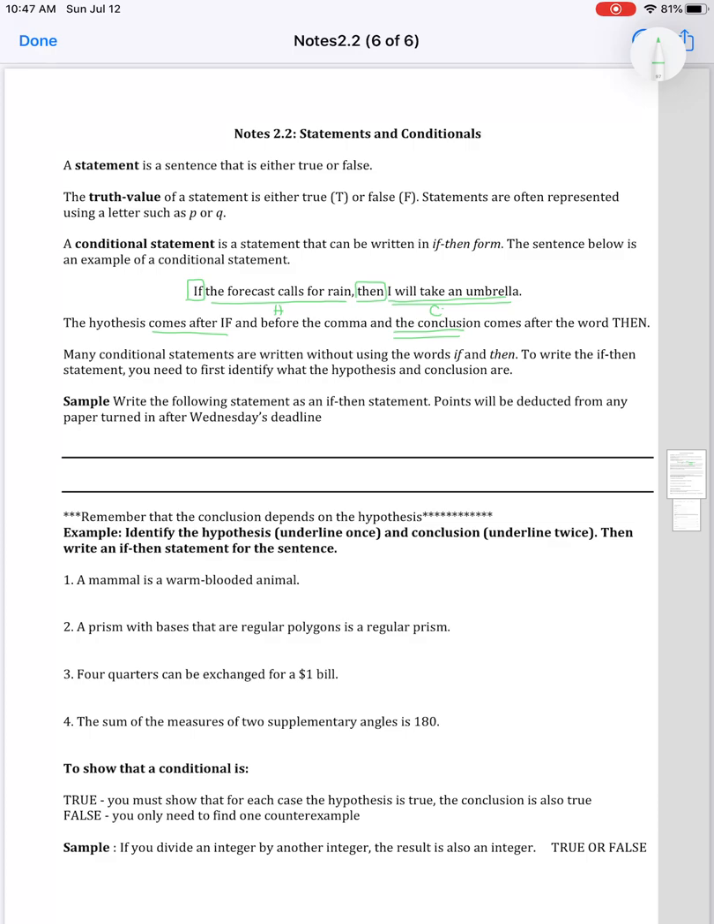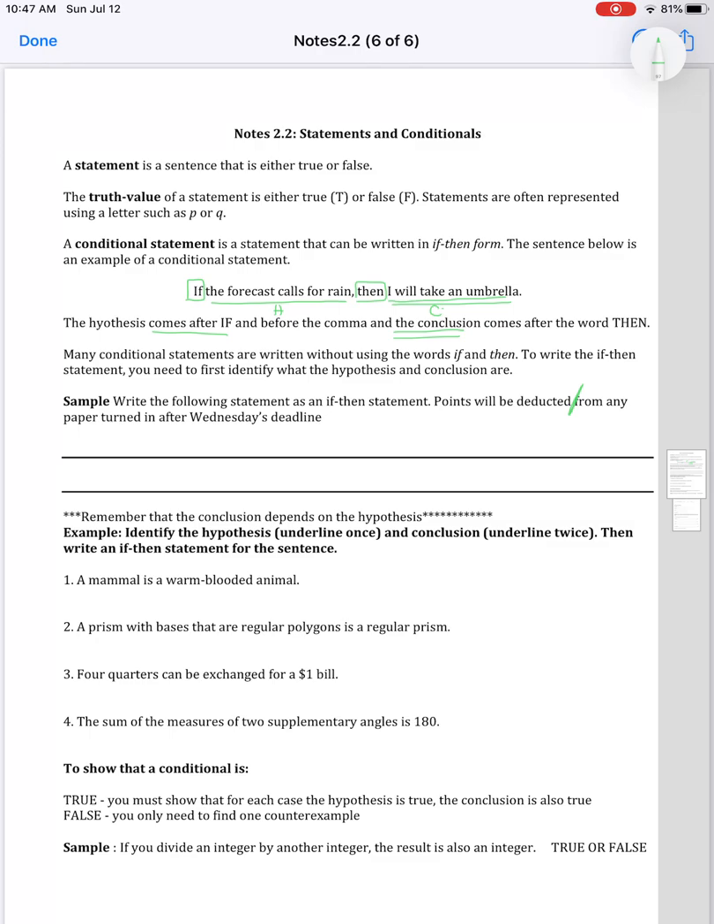So many conditional statements are written without using the words if-then. So sometimes you're going to have to write the actual statement itself. So to write the if-then statement, you need to first identify what the hypothesis is and what the conclusion is. So let's just do an example here. It says, write the following statement as an if-then statement. Points will be deducted from any paper turned in after Thursday's deadline. So you have to read that statement and say, okay, well, where can I break it? At what point can I split that up? So basically, points will be deducted from any paper turned in after Wednesday's deadline. So points will be deducted maybe.